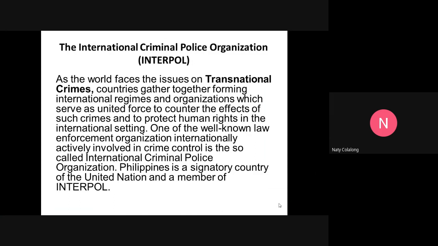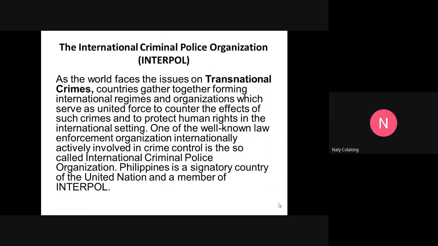Today we are going to explain the purposes of the international police, enumerate and describe the composition of the Interpol, and discuss the Interpol functions. So, this is our topic for today, the International Criminal Police Organization.